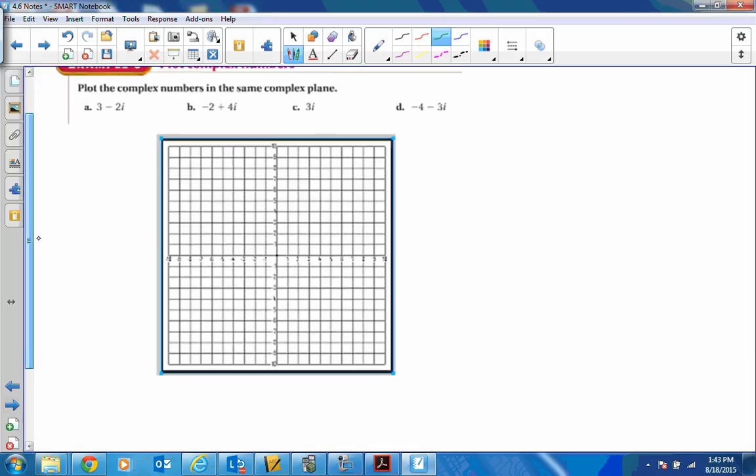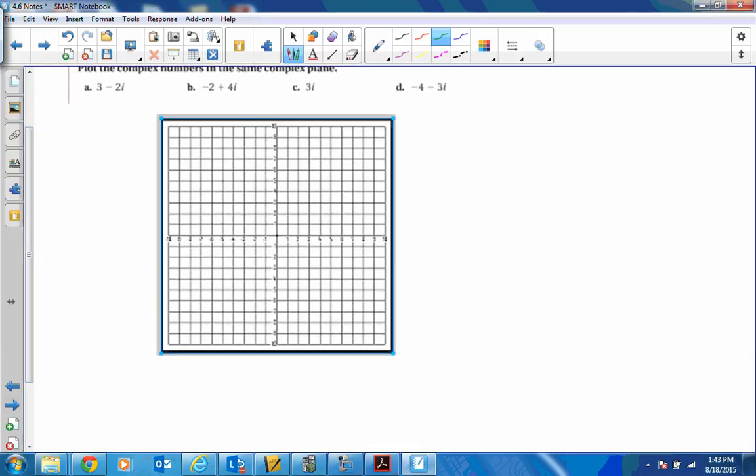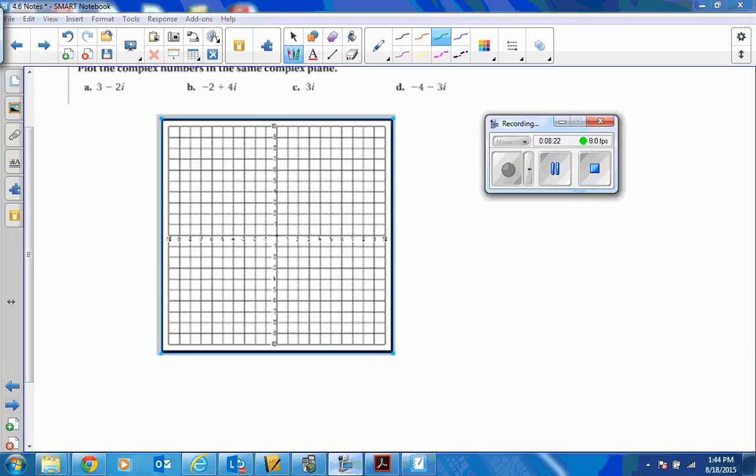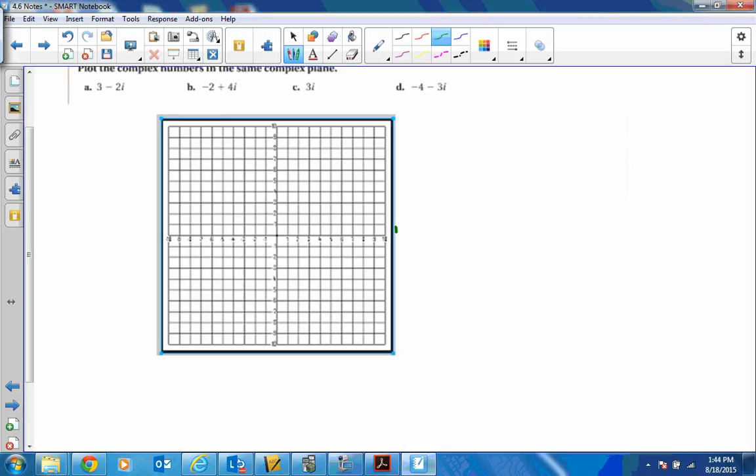Graphing complex numbers is pretty easy. The real axis is horizontal, and the imaginary, let's write out the whole word, is the up and down axis. So if they say plot complex numbers, they say 3 minus 2i, you're going to go right 3 and down 2 for the imaginary. That'd be A. And then B, you go left 2 and then up 4. 1, 2, 3, 4 for B.